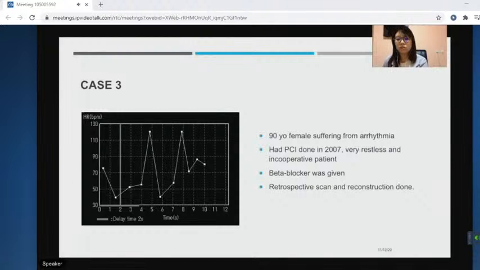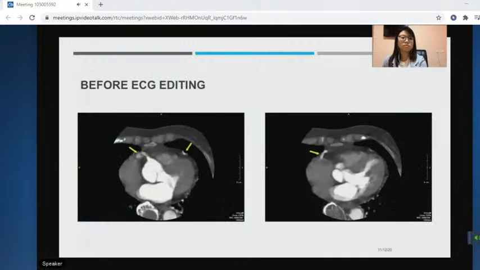We gave her beta blockers, but it doesn't work out so well. We informed our cardiologists and radiologists, and they still say that we need to proceed with the scan in order to know what's happening inside. So we did retrospective scans, and we did some reconstructions. So this is before we did the ECG editing.